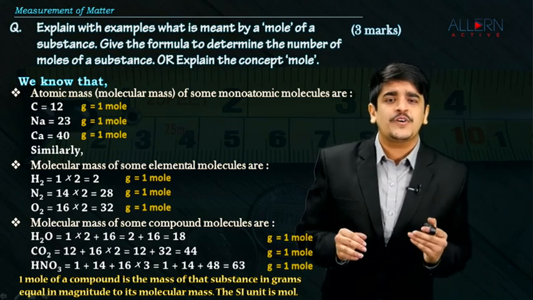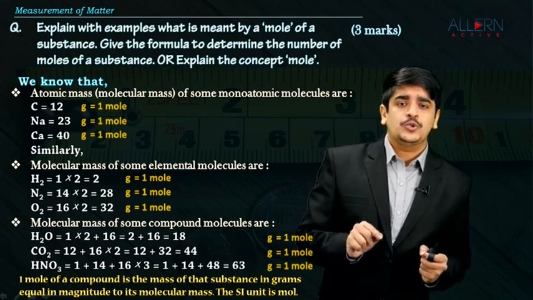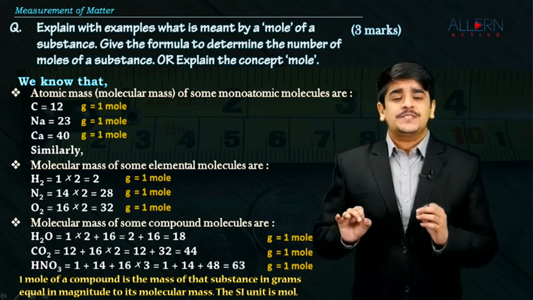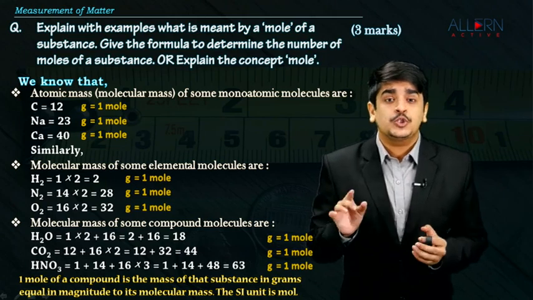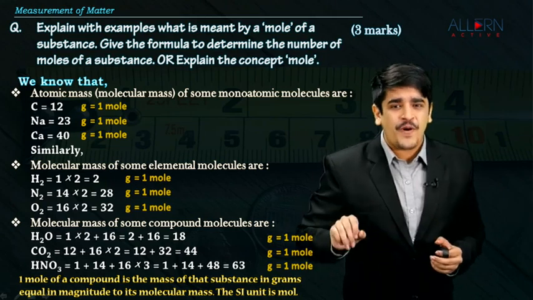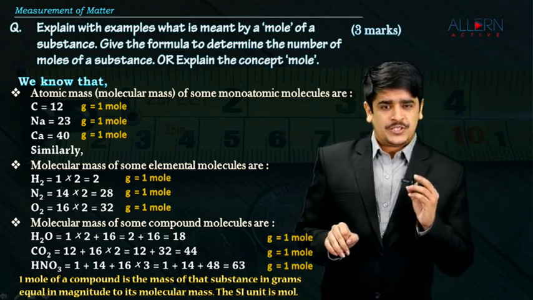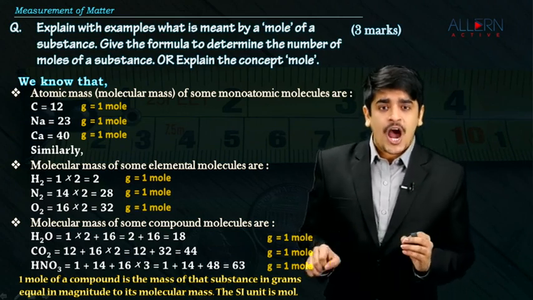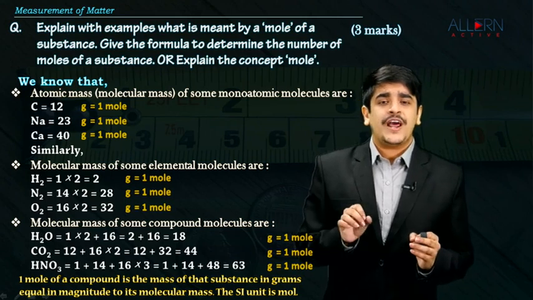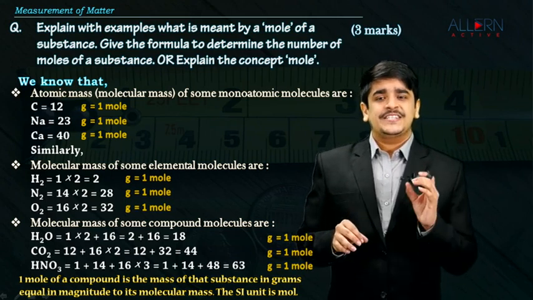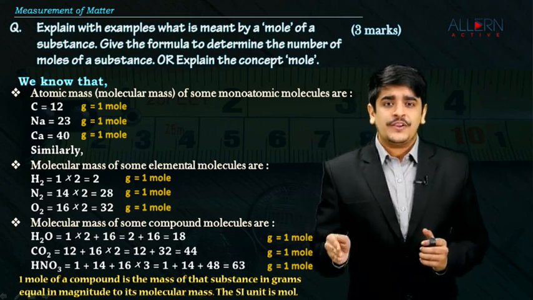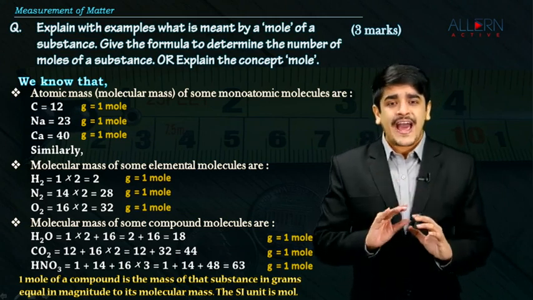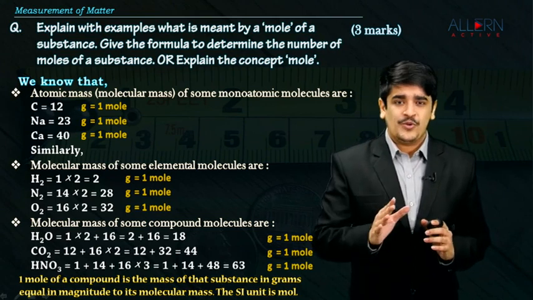If I want to do this for carbon dioxide, formula CO2, the mass of an atom of carbon is 12. How many do I have? 1. So 12 into 1 is 12. In a similar manner, I have oxygen. How many atoms? 2. Mass of an atom of oxygen, 16. 16 into 2, 32. So 12 plus 32 is 44. If I take 44 grams of carbon dioxide, I have 1 mole of carbon dioxide.